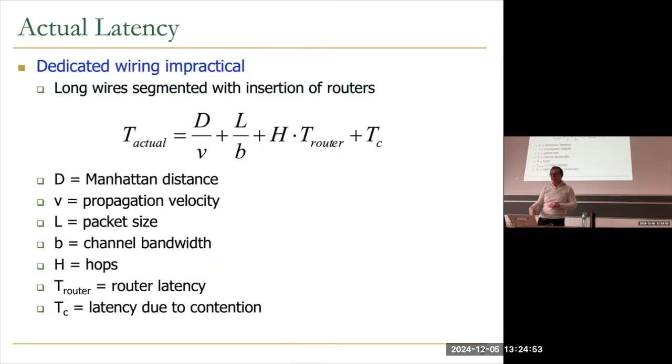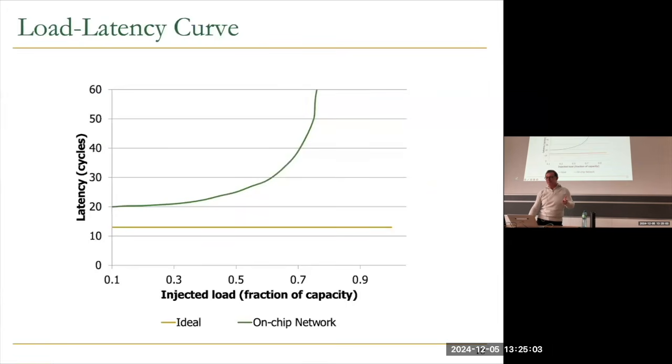Okay, so because dedicated wiring is completely impractical and also controlling it with zero latency is impractical, you really segment the wires by inserting routers, and also you have additional overheads. So that brings us to the load latency curve over here. Ideally, you should get something that looks like this. But really, in workloads, this is what we get.